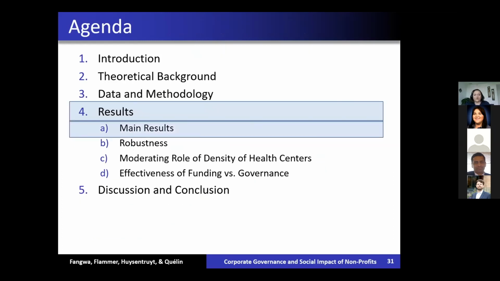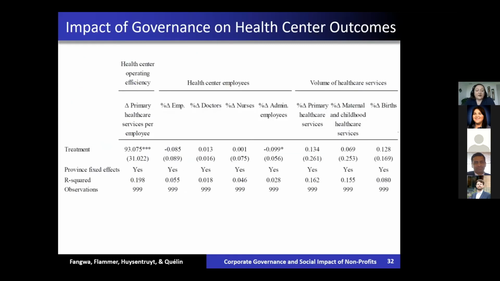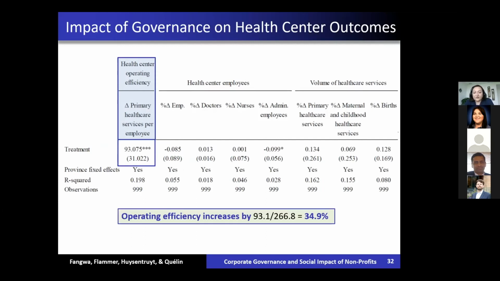All right, let me now show you the main results. So we examine the effectiveness of governance on health centers' outcomes. We start with looking at the change in health centers' operating efficiency as proxied by the primary healthcare service provided per employee. You can see we find an uptick by 93 healthcare services provided per employee. So this implies that operating efficiency increases by about 35% over this time span of 10 quarters, which is quite substantial.